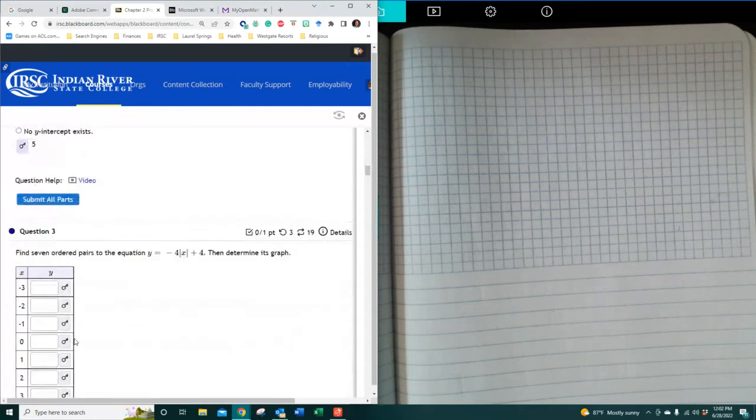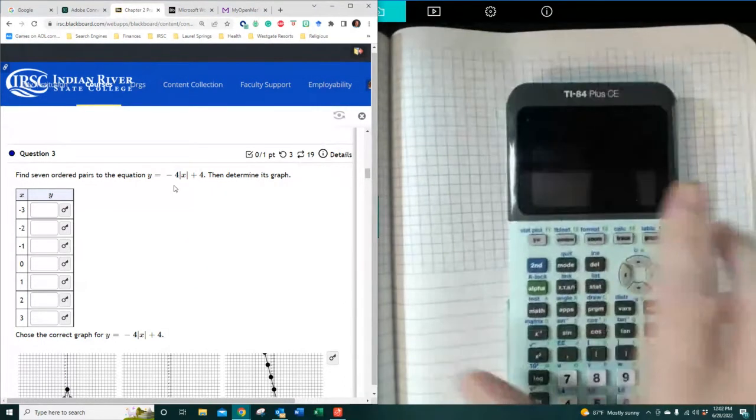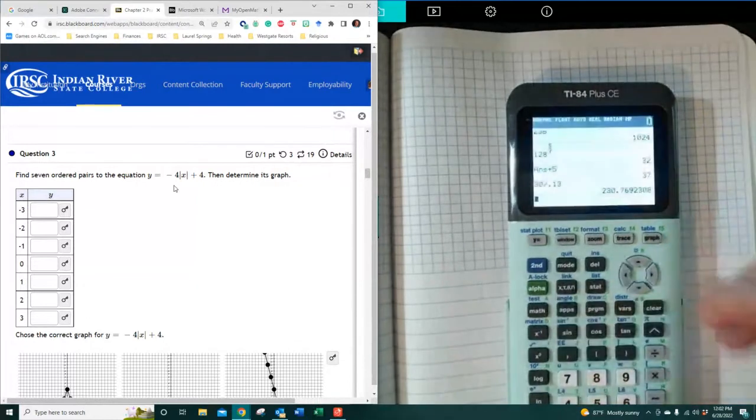All right, now let's take a look at question number 3. Now, this is an absolute value because we know that because of this right here. The thing that's really interesting is that once you know how to use your graphing calculator, this should be really simple. It's not that hard. All you do is put a -3 in. The absolute value of -3 is 3. 3 times -4 is -12. -12 plus 4 is -8. So you get the answer of -8, and that's it.